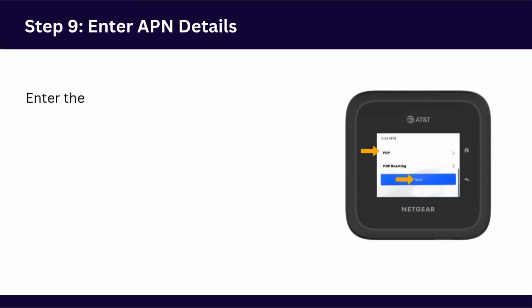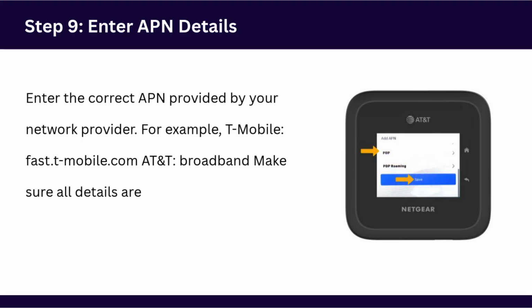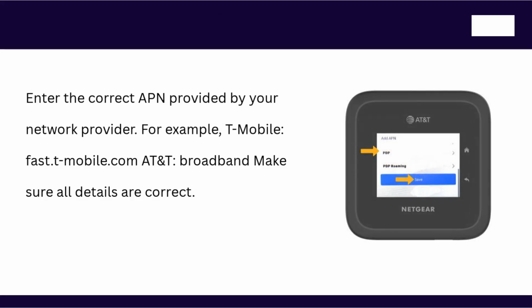Step 9. Enter APN details. Enter the correct APN provided by your network provider. For example, T-Mobile, fast.t-mobile.com; AT&T, Broadband. Make sure all details are correct.